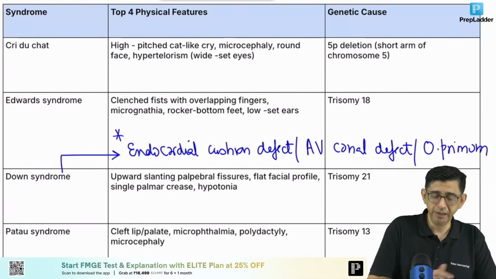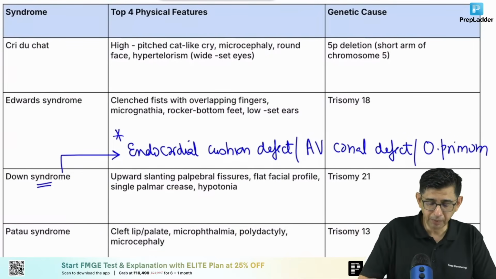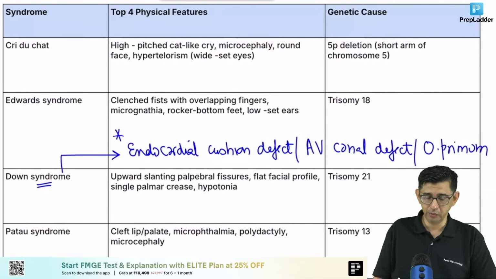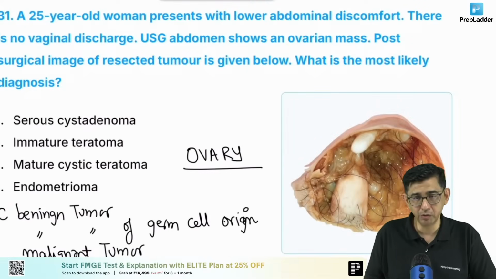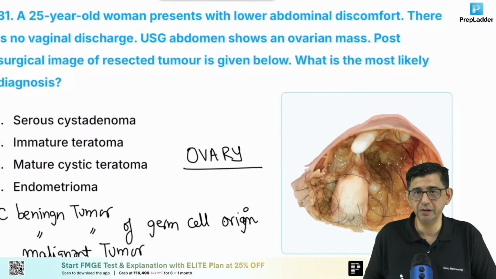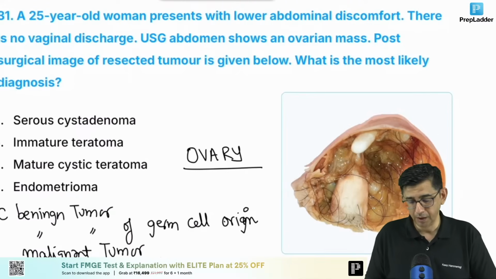So an additional point has been thrown in for you to remember and ponder about: the heart disease seen with Down syndrome is going to be endocardial cushion defect, alternatively called AV canal defect, or alternatively called ostium primum as well.